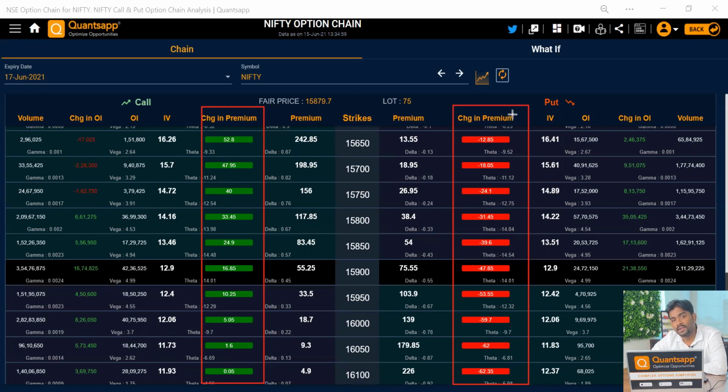Put option prices are negatively related with the spot price. That means if Nifty goes up, the put option will lose its value, so that's why it is showing a negative change. Now this is the change in the premium. If I look today, the current premium is 55.25 and 16.85 is today's change, so the market moved up. If we deduct 16.85 from 55.25, we get yesterday's price. So that's the change for today, from last day's closing till now.